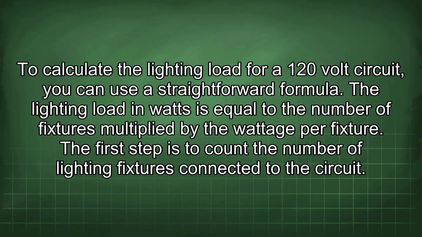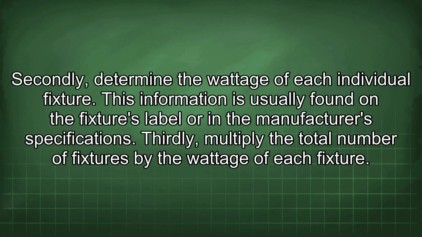To calculate the lighting load for a 120-volt circuit, you can use a straightforward formula. The lighting load in watts is equal to the number of fixtures multiplied by the wattage per fixture. The first step is to count the number of lighting fixtures connected to the circuit. Secondly, determine the wattage of each individual fixture. This information is usually found on the fixture's label or in the manufacturer's specifications.